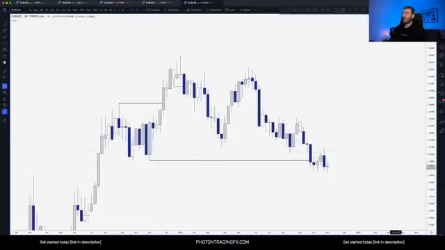The expectation is what? The expectation is that this strong low will hold. Why is it a strong low? It's a strong low because it did its job. It made a higher high, right? It formed that higher high, it took out the high. So in theory, of course, it's not 100% foolproof, this low should hold. We should form a higher low here and go on to make another higher high.